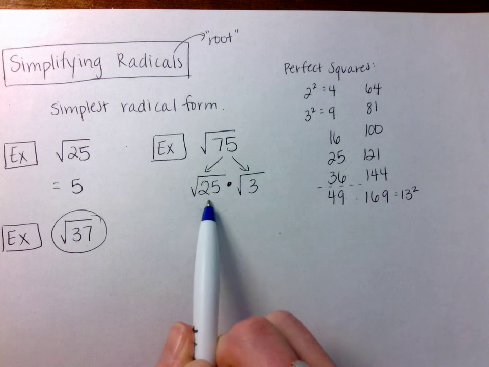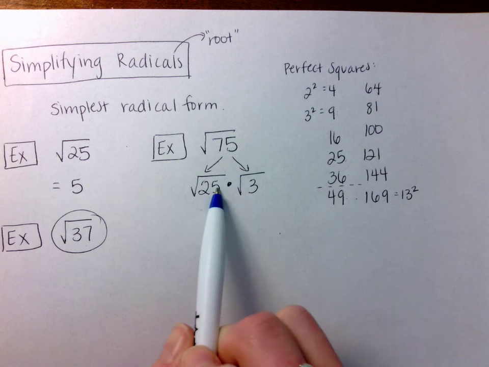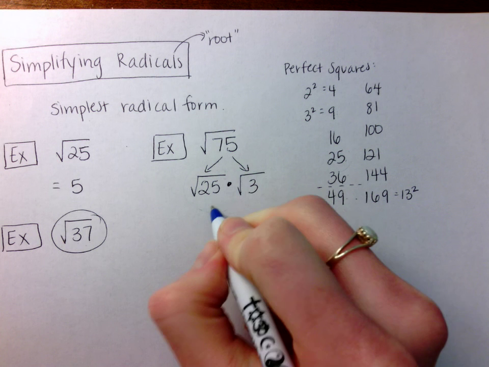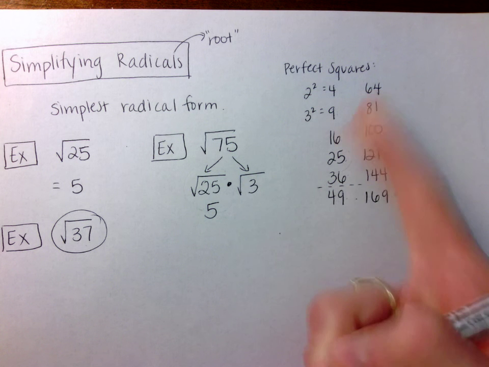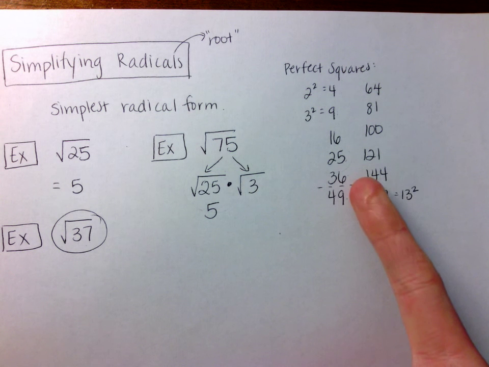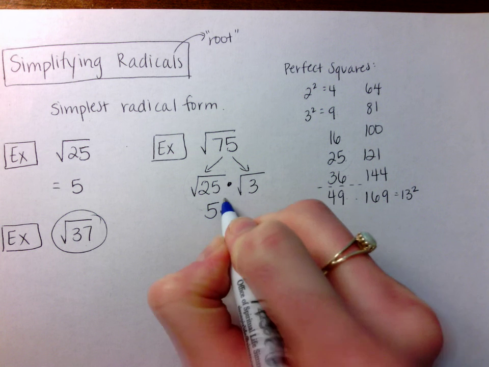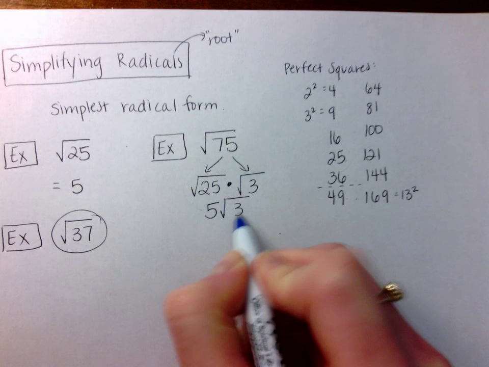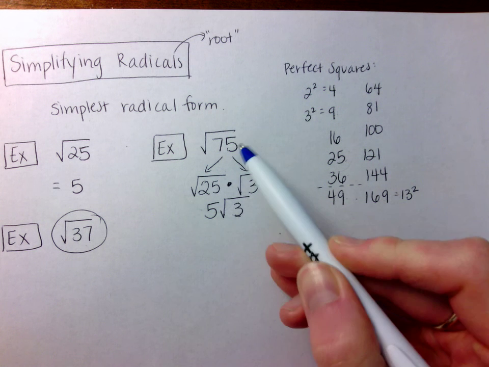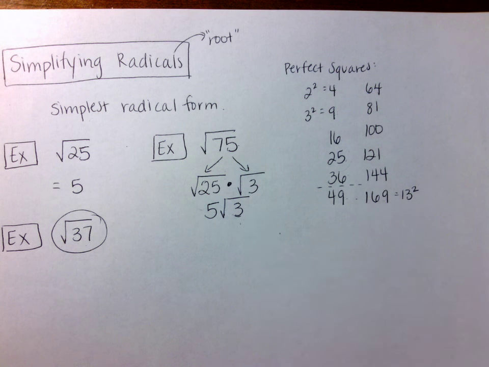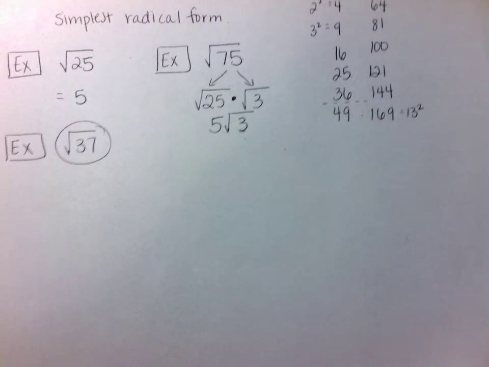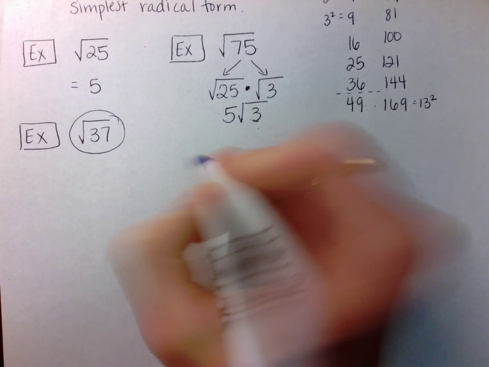Now I know, because we did it over here, that 25 simplifies to simply 5. We can remove that square root. But the 3, nothing else goes into that in terms of perfect squares, so it stays underneath the radical at the end. So there's my answer. Square root of 75 in simplest radical form is actually 5 root 3. Let's do just one more.